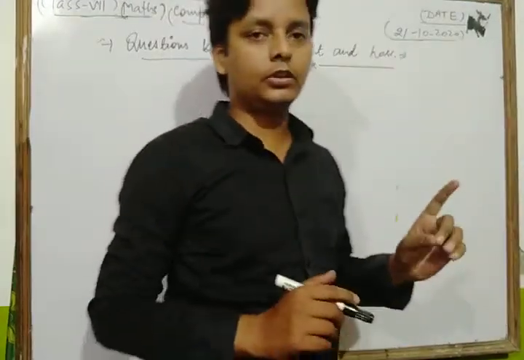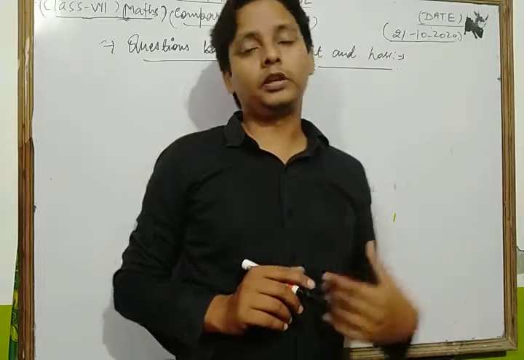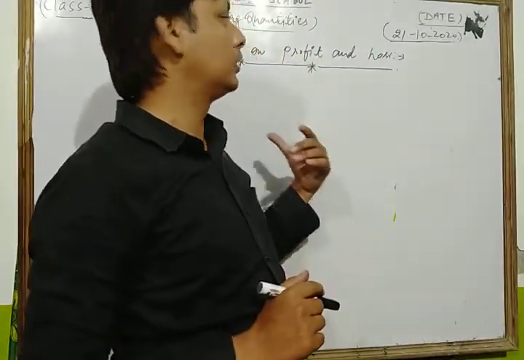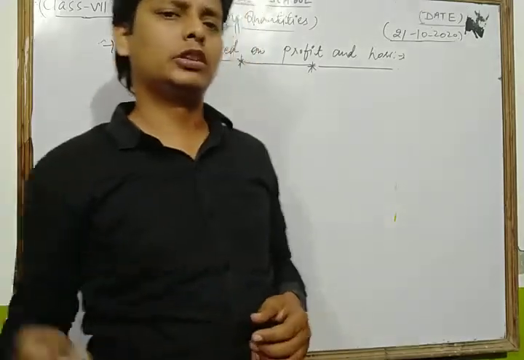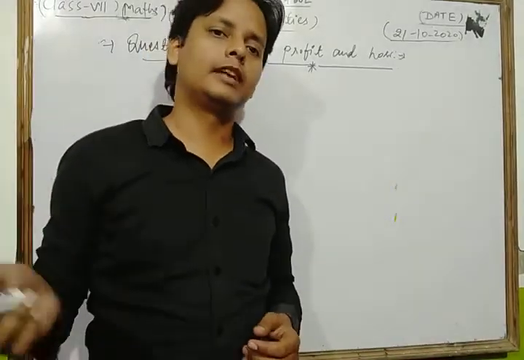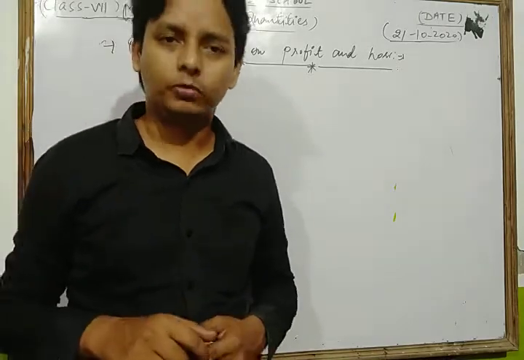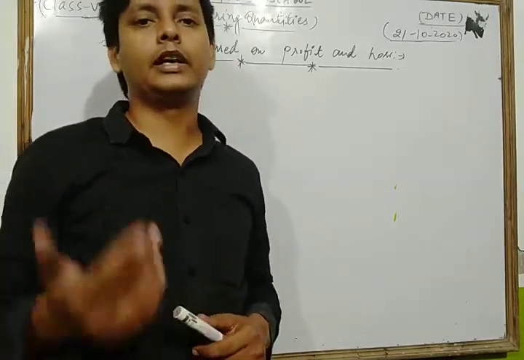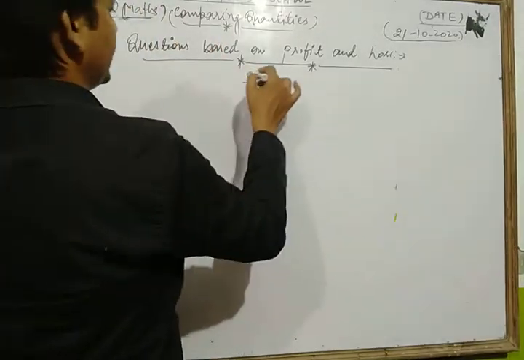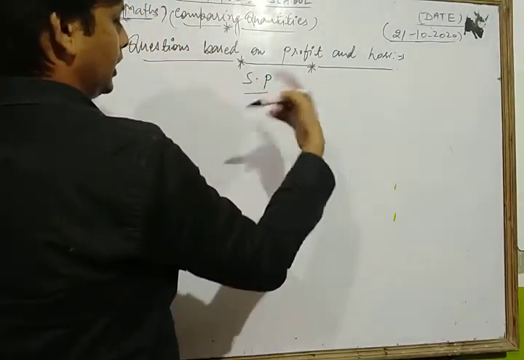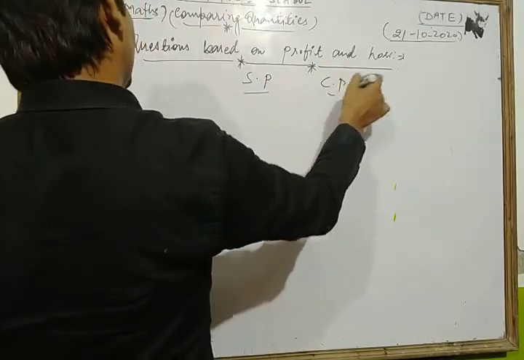Dear students, there are two very important terms, profit and loss. Before that topic, we discussed the cost price and selling price. Cost price is the price at which we buy any object, and selling price is the price at which we sell any object.